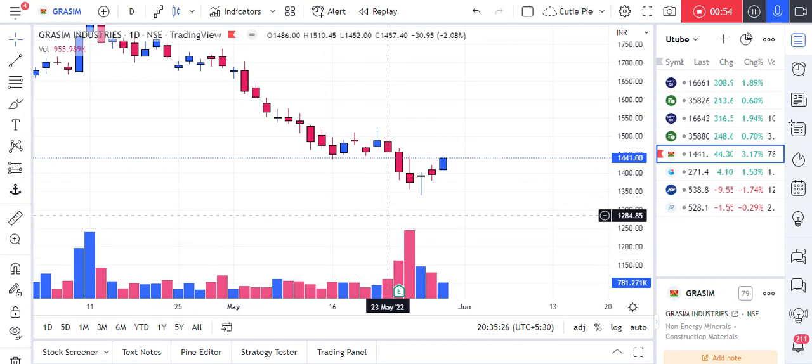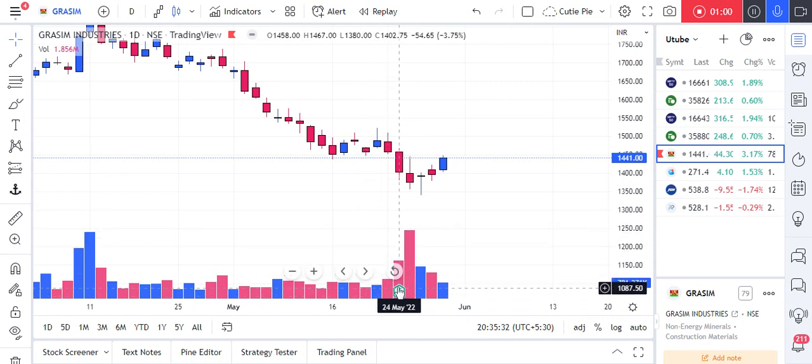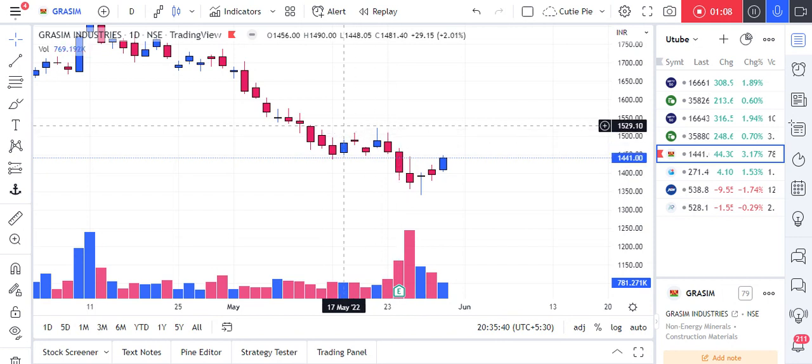So I have taken Grasim. This is the Grasim daily chart in TradingView, and it's an earnings report day. So this is the move of that particular day. Before this move, the price was consolidating.